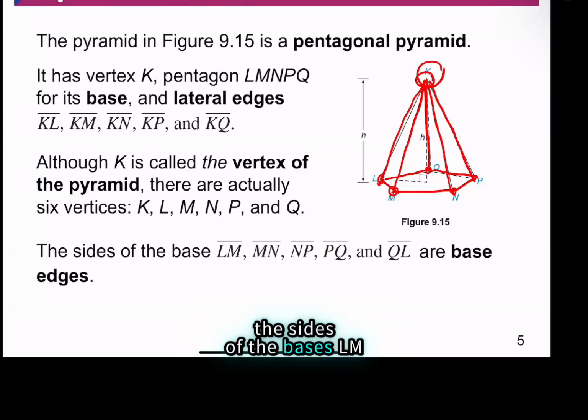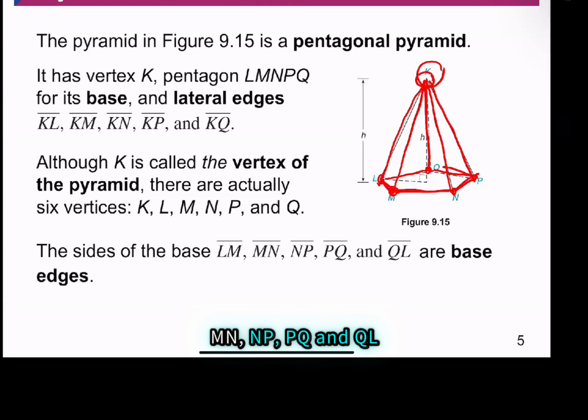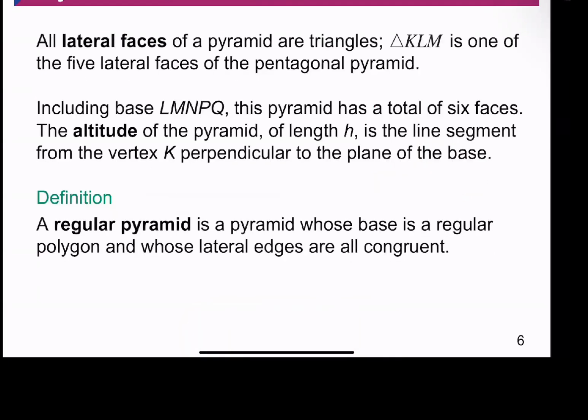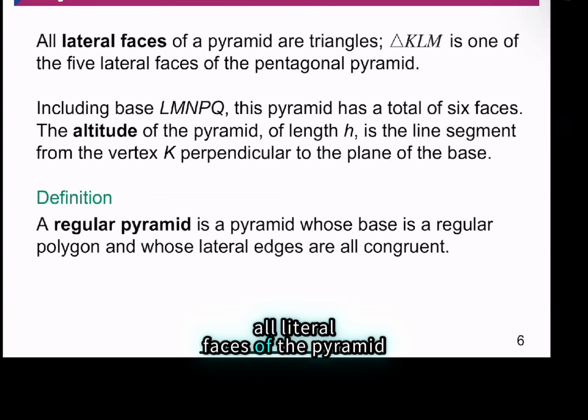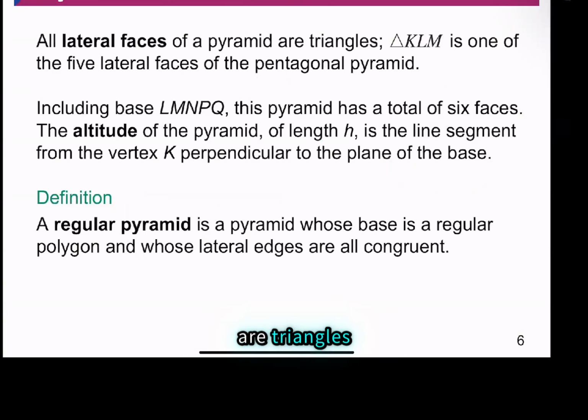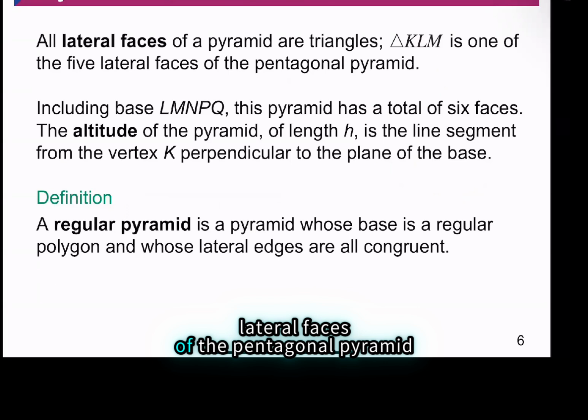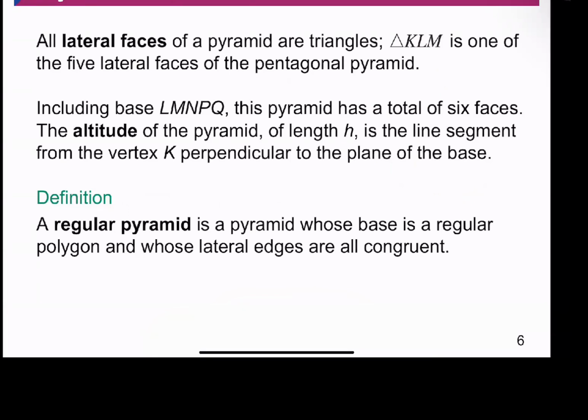The sides of the base LM, MN, NP, PQ, and QL are the base edges. All lateral faces of the pyramid are triangles. Triangle KLM is one of the five lateral faces of the pentagonal pyramid. Including the base LMNPQ, this pyramid has a total of six faces.